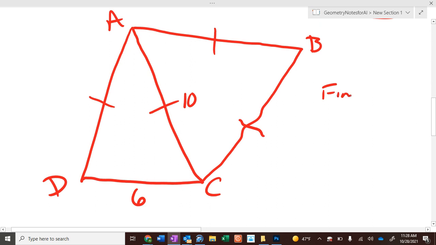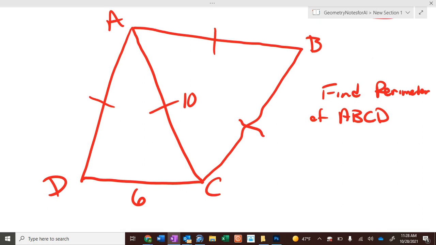I want to find the perimeter of ABCD. Okay, what do I know about triangle ACD? It's a what type of triangle? Isosceles. We know that two sides are congruent in an isosceles triangle. So how long is AD? 10.